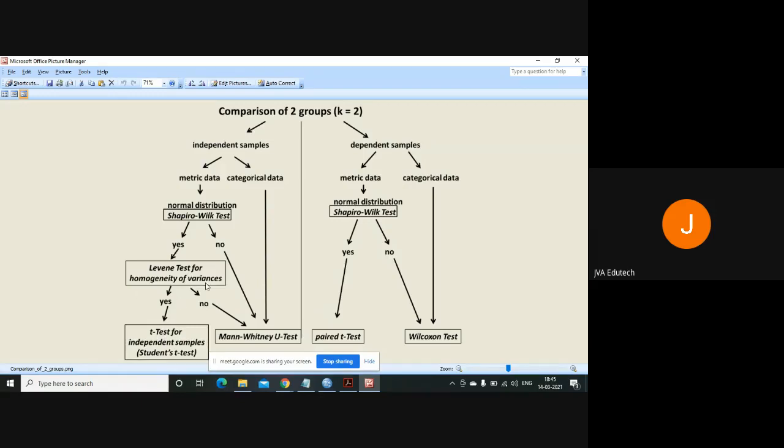However, in some cases, when you check your homogeneity of variances, you will find that there is no homogeneity, which is also known as heteroscedasticity.